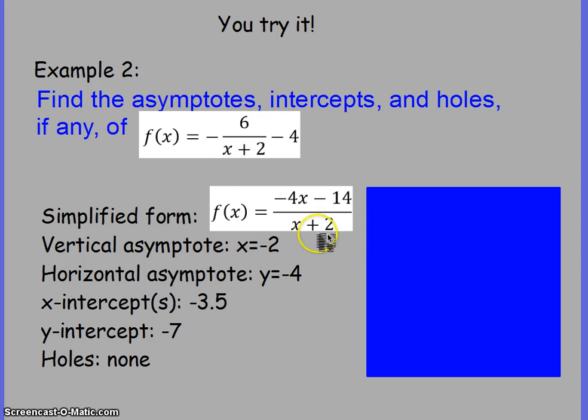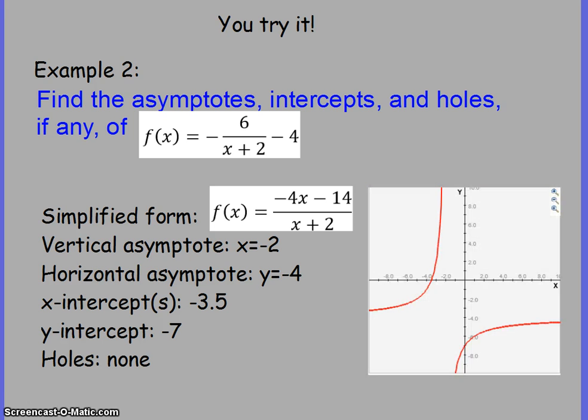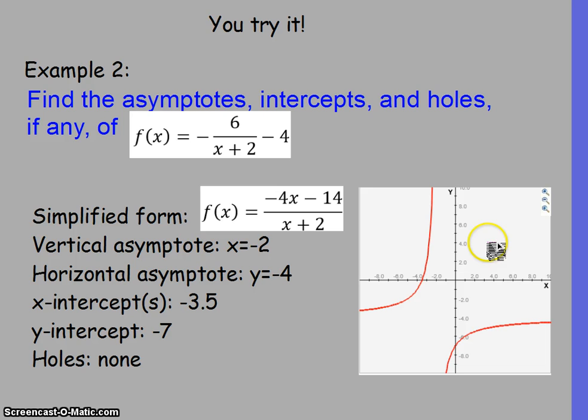The simplified form with a common denominator, you should have gotten negative 4x minus 14 over x plus 2, and you can read the rest of the answers. If you graphed the function to check your answers, you would find that the vertical asymptote is indeed at x equals negative 2, and a horizontal asymptote at negative 4. Okay, and you can also check your intercepts.